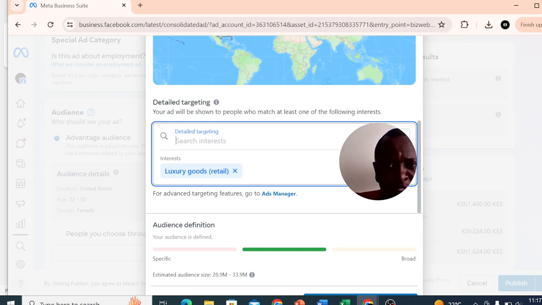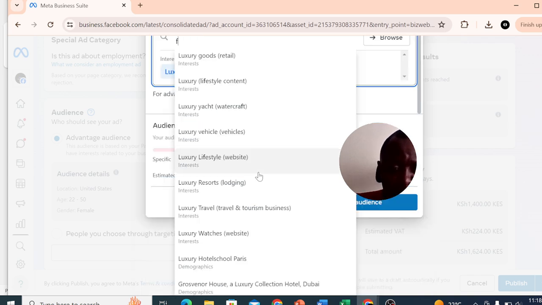The next important thing that you want to put into consideration when you are making the settings on your audience, you want to target people who have made Facebook payments.